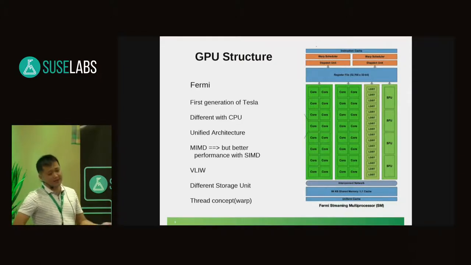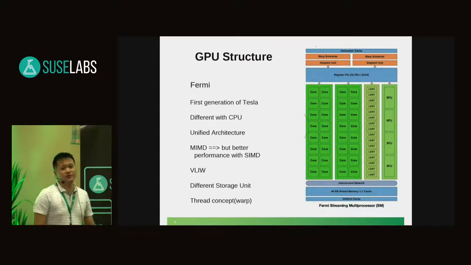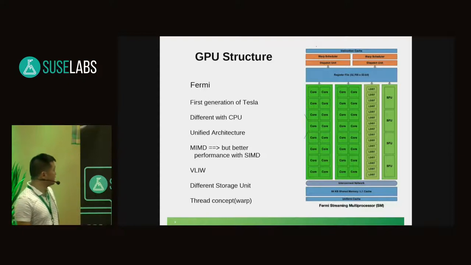You need to run different instructions here, like two different kinds of instructions, so you need to do some optimization. VLIW is one way to do that. Also, it has different storage units, same as a CPU. It also has cache, L1, L2, memory, local memory, global shared, and dedicated memory. And somehow it will use some main memory through GTT, if you're familiar.